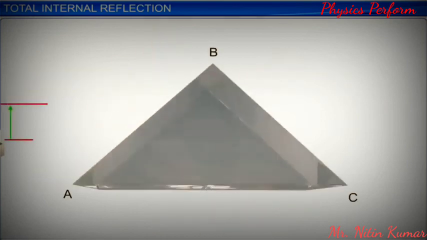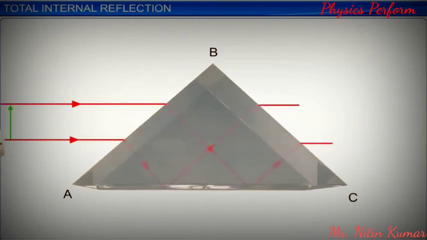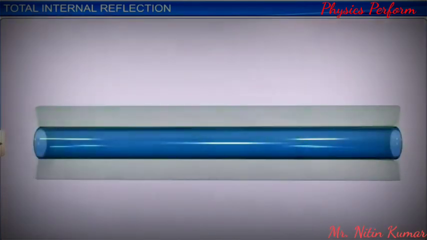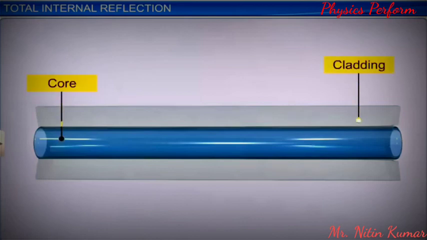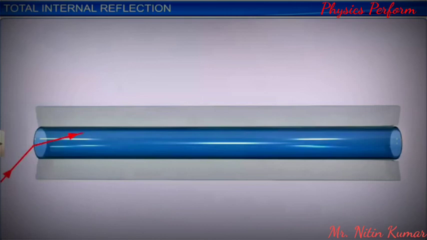Another application of total internal reflection is in optical fibers. Optical fiber is usually fabricated from glass or quartz and consists of a core and cladding. The refractive index of the core material is a little higher than that of the cladding material. When light is allowed to enter the core in such a way that the angle of incidence at the core-cladding interface is greater than the critical angle, it will undergo successive total internal reflections all along its path in the core.